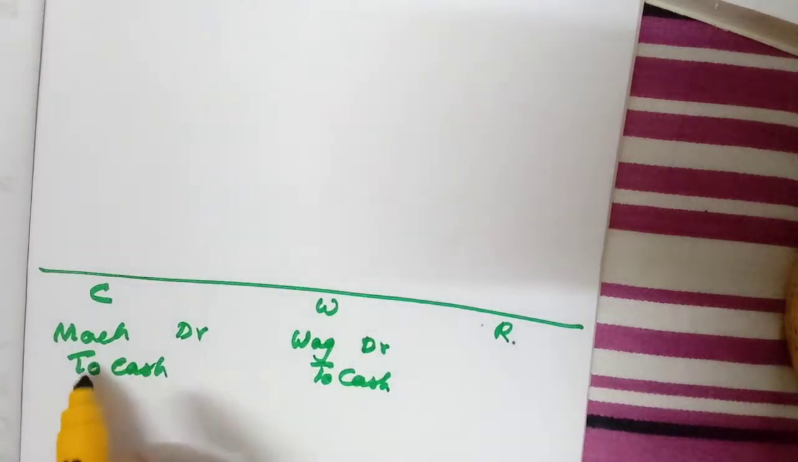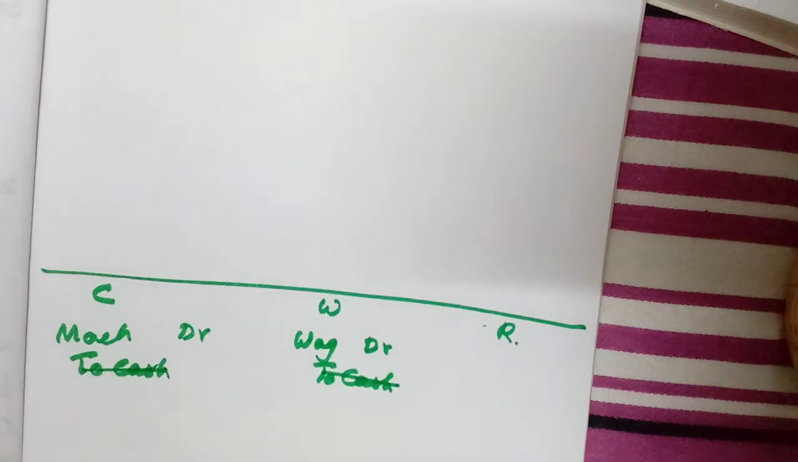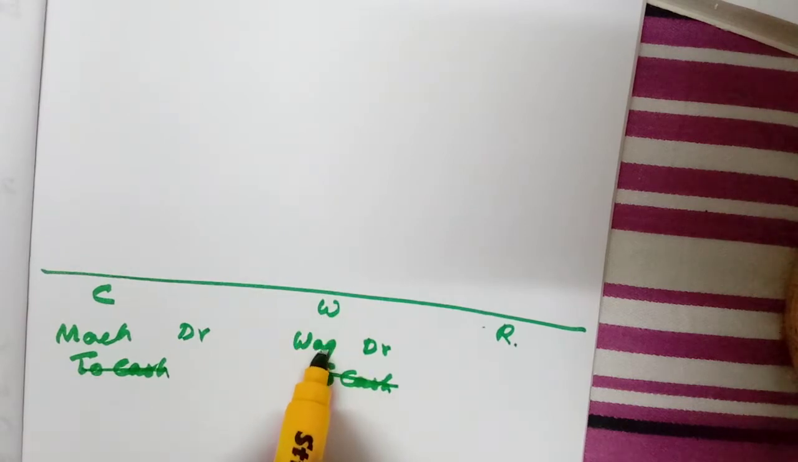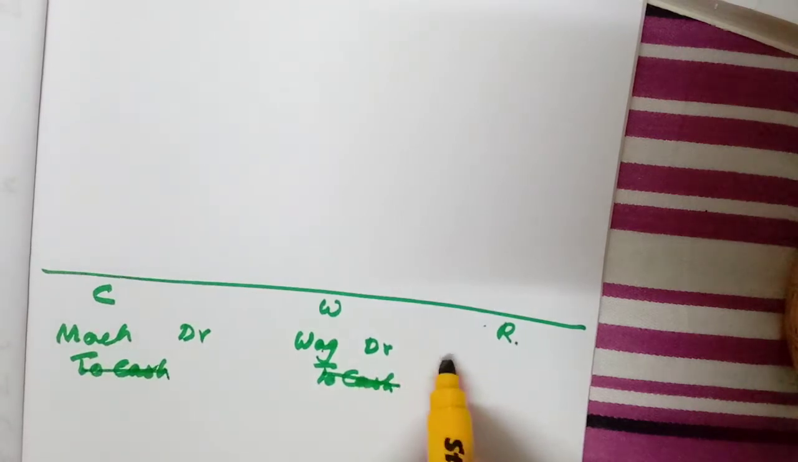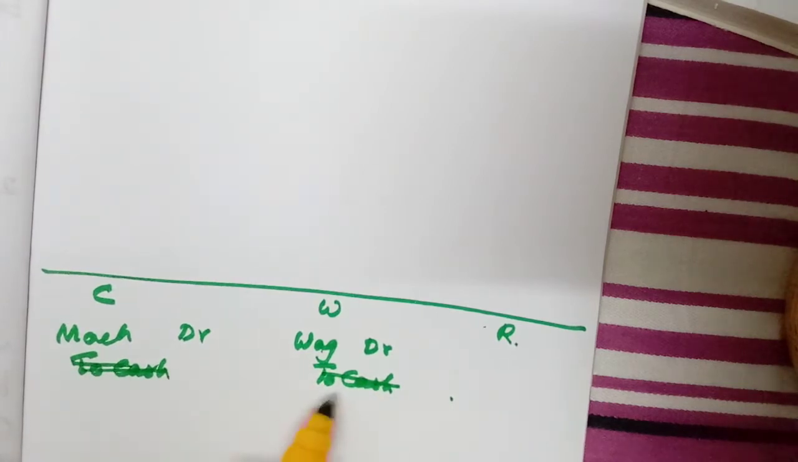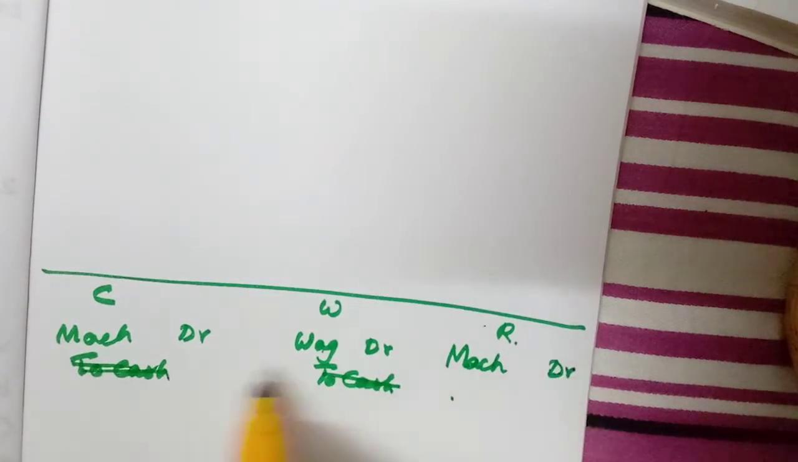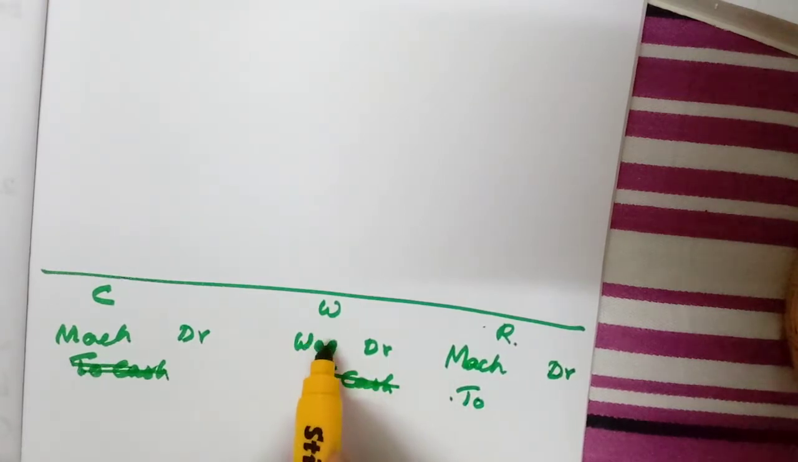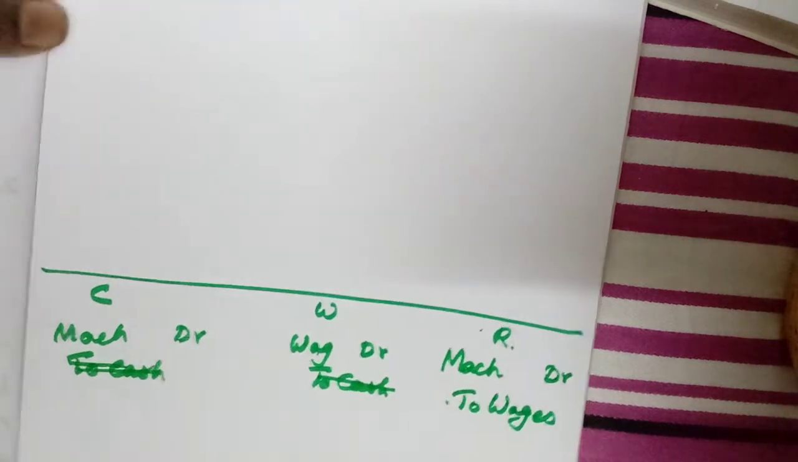Now you see, in both these entries the cash is credited, so there is no problem for that, cancel one cash. Here the wrong debit is given to wages, that one should be credited. What is the correct debit that should be given? Machinery. So that is the rectifying entry. Understood? The credit is cash in both, so cancel that one. The correct debit is machinery, so write that. Machinery account debit to, this is the wrong debit, so we need to credit that wages, so to wages account.